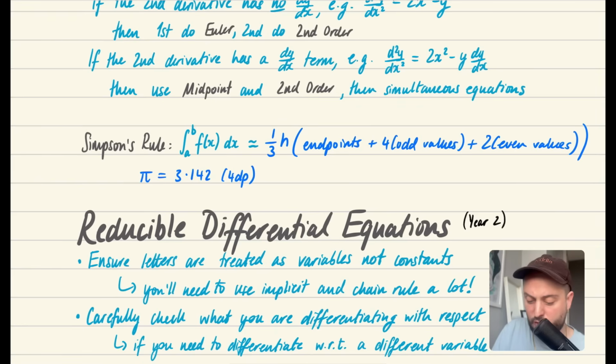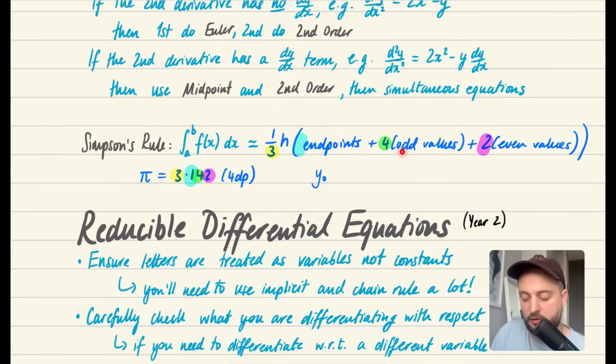Now, what was the point of me talking about pi being 3.142? Well, the 3 reminds me that it's the third. The 1 that we have here just reminds me of the fact that the endpoints get multiplied by 1. The 4 is for 4 of the odd values, and the 2 is for 2 of the even values. And it's always worth remembering when you do this that the endpoints, the first part that we have, will always be starting off with y0.